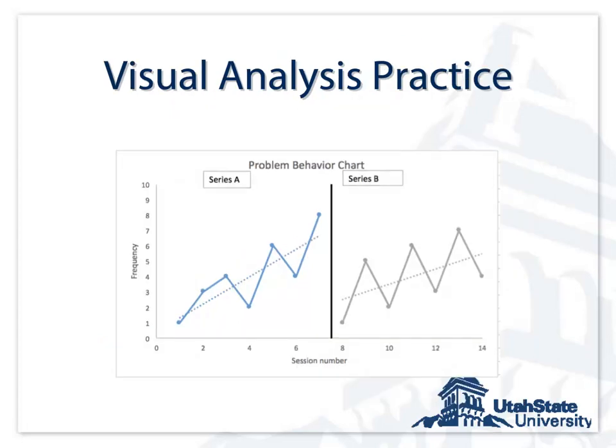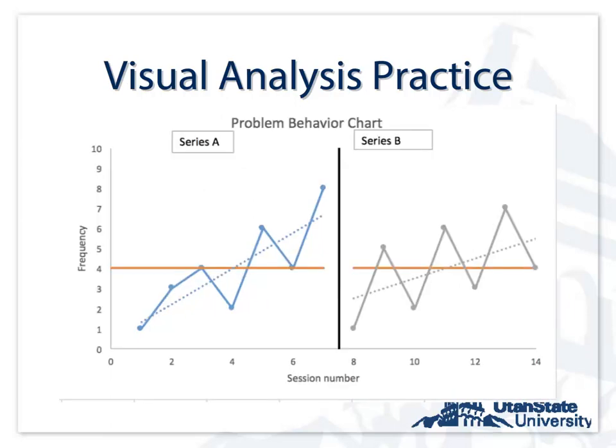Let's practice some visual analysis. Identify the approximate level of both data series on this graph. Be careful not to confuse the trend line with the level of the data series. Even though these two data series differ in terms of variability and trend, they have the same level. If this were baseline and intervention data, I would suggest making modifications to the current intervention.